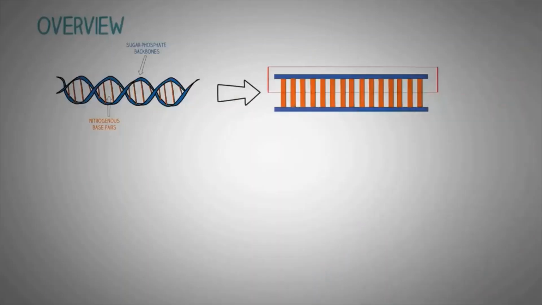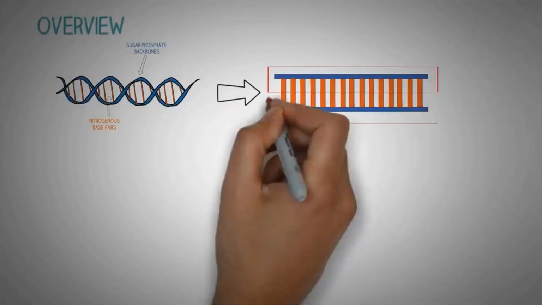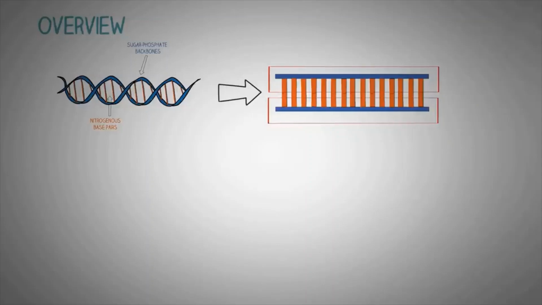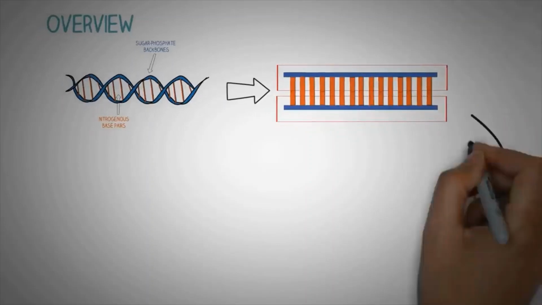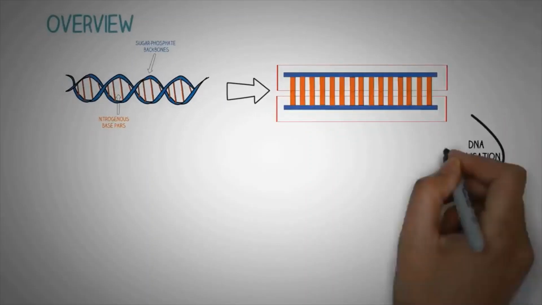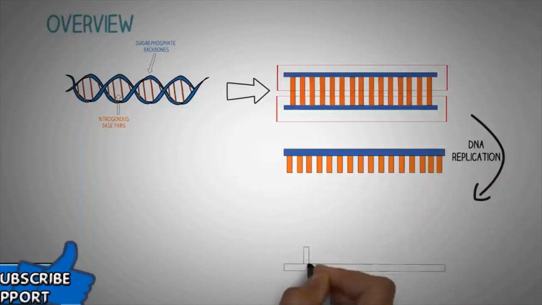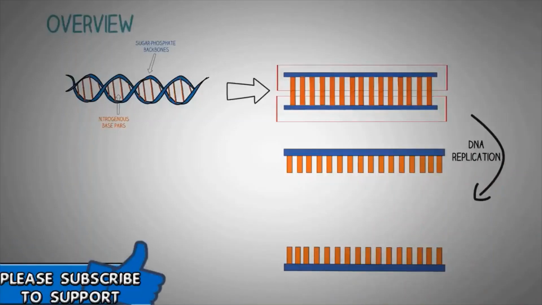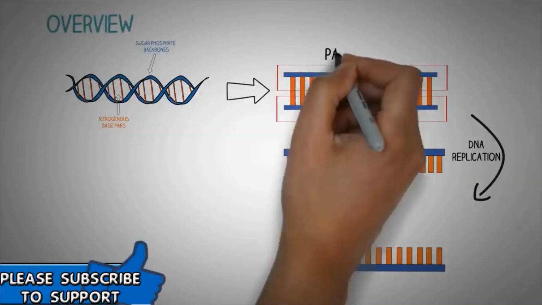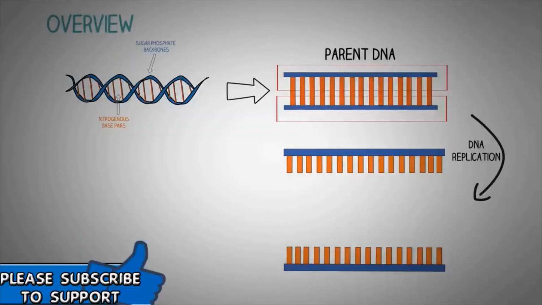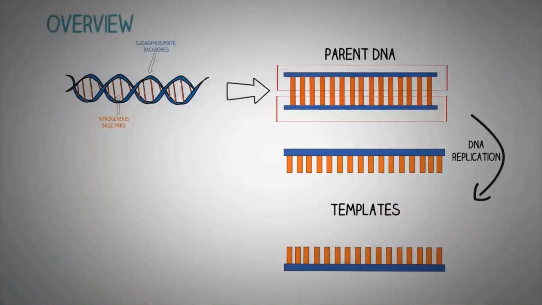In this example, you can see that the DNA consists of these two identical strands which almost run parallel to each other. Now, in the process of DNA replication, these two strands separate. The original DNA which separates to form these two strands is called the parent DNA. And then these two separated strands act as templates upon which new strands are copied and formed.